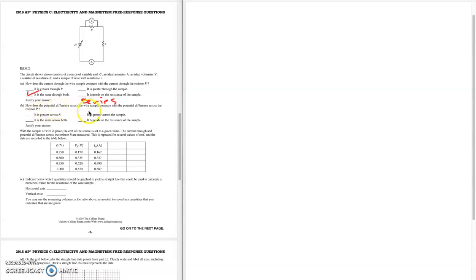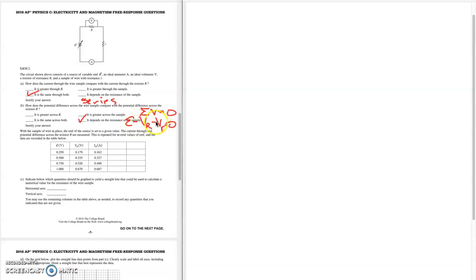How does a potential difference compare? Well, it depends on the resistance of the sample. Remember the Kirchhoff loop rule. Add up all the voltages around the loop and you end up at zero. So you go up through the battery, which is like a ladder, down through one resistor, which is part of a slide, down through the other resistor, which is part of the rest of the slide. And the relative sizes of the slides depends on the relative resistances. So we have battery minus resistor minus wire sample gets us back to zero.